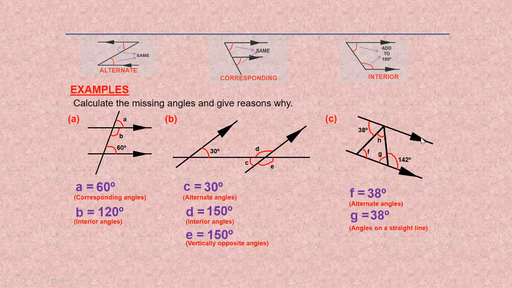Once I know F and G, I have two angles inside a triangle, and all triangles must add up to 180 degrees. So I do 180 take away 38, take away another 38, so H is 104. F and G are both 38, so this would have been an isosceles triangle. Could you pause the video and make sure you've got that fully copied down, please? Press play when you're ready to have a go at some questions.